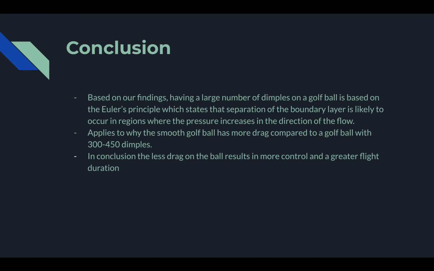So in conclusion, based on our findings, having a large number of dimples on a golf ball is based on the Euler's principle, which states that the separation of the boundary layer is likely to occur in regions where the pressure increases in the direction of the flow. It applies to why the smooth golf ball has more drag compared to a golf ball with 300 to 450 dimples. In conclusion, the less drag on the ball results in more control and a greater flight duration.